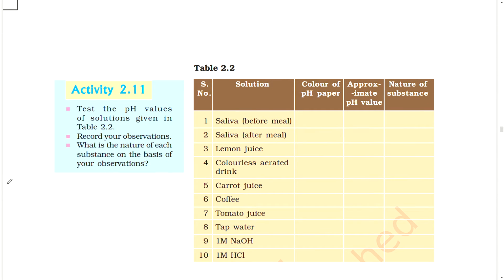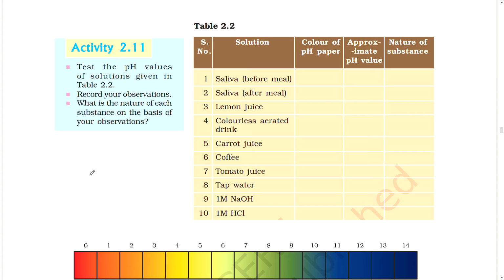Activity: test the pH values of solutions given in the table. Record your observations. What is the nature of each substance on the basis of your observations? Comment this. Table: serial number, solution, color of pH paper, approximate pH value, nature of substance.